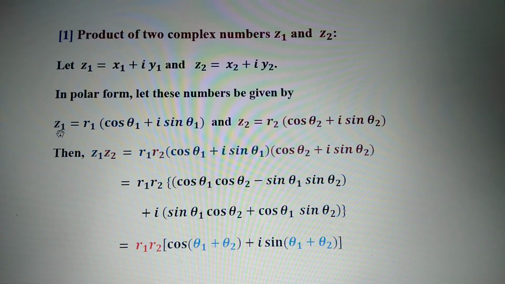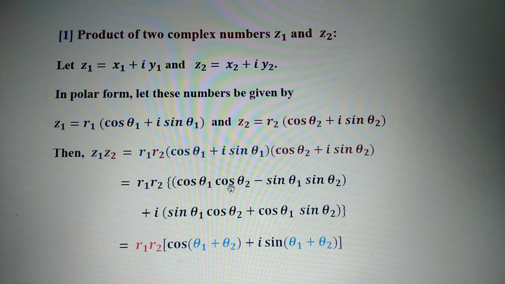Okay, then taking the product of this z1 and z2, so z1 into z2 is equal to r1 into r2 into cos theta 1 plus i sin theta 1 into cos theta 2 plus i sin theta 2. Then taking the product of cos theta 1 plus i sin theta 1 and cos theta 2 plus i sin theta 2, that product is cos theta 1 cos theta 2 minus sin theta 1 sin theta 2 plus i times sin theta 1 cos theta 2 plus cos theta 1 sin theta 2.